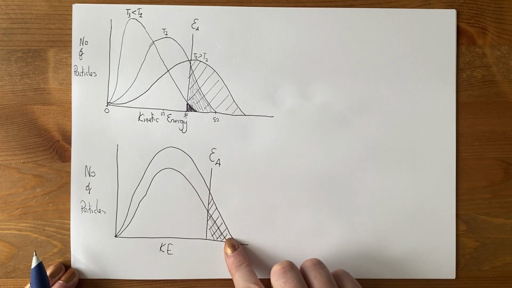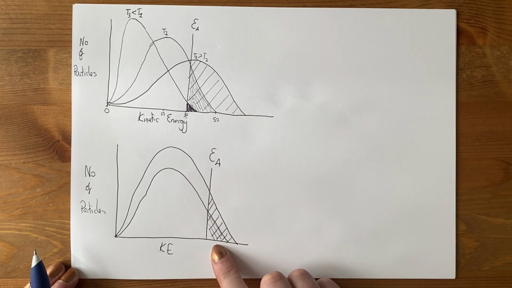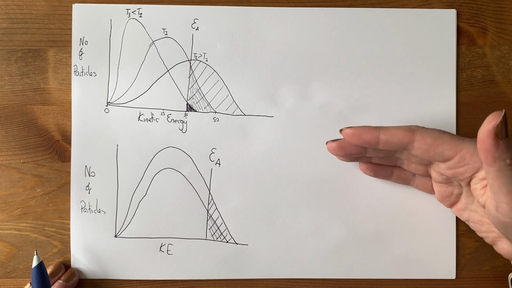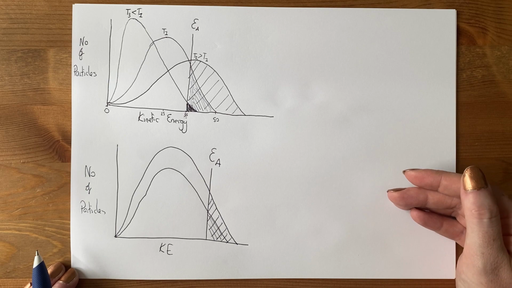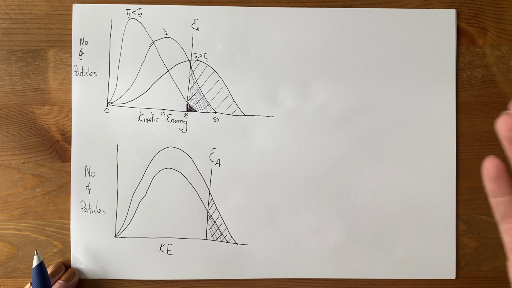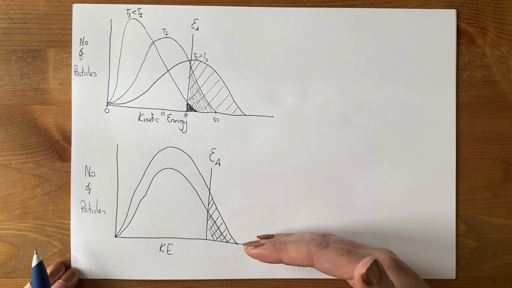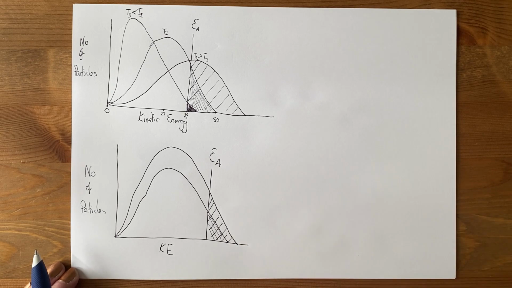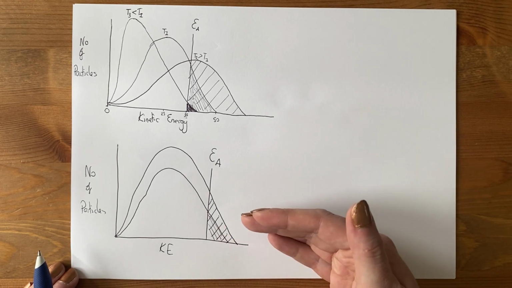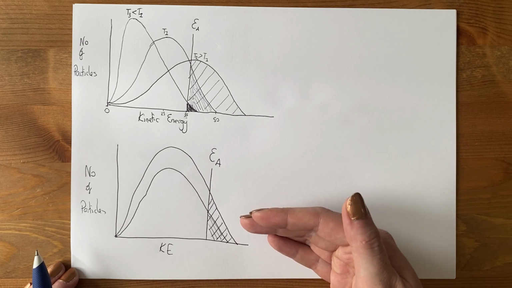There are more particles represented by this area, and therefore more particles have sufficient energy. There is an increase in the rate of reaction. And that is why my temperature and my concentration, if they are increased, the rate of reaction will also increase, and vice versa. If they are decreased, then that rate of reaction will also decrease.